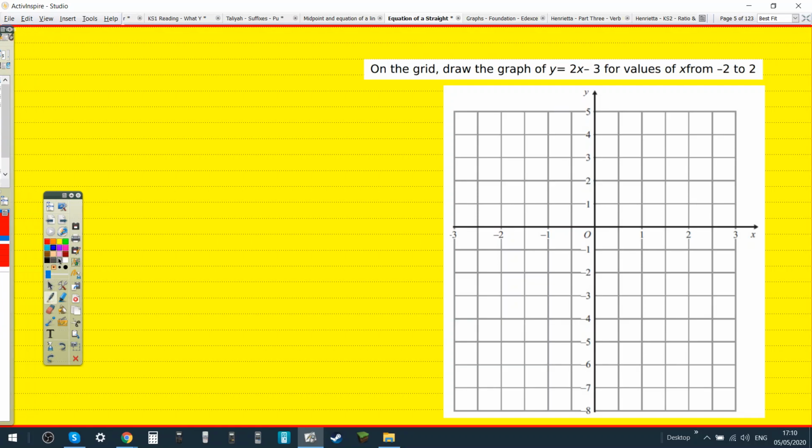Okay, let's try this one. On the grid, the graph of y equals 2x minus 3 for values of x from minus 2 to 2.